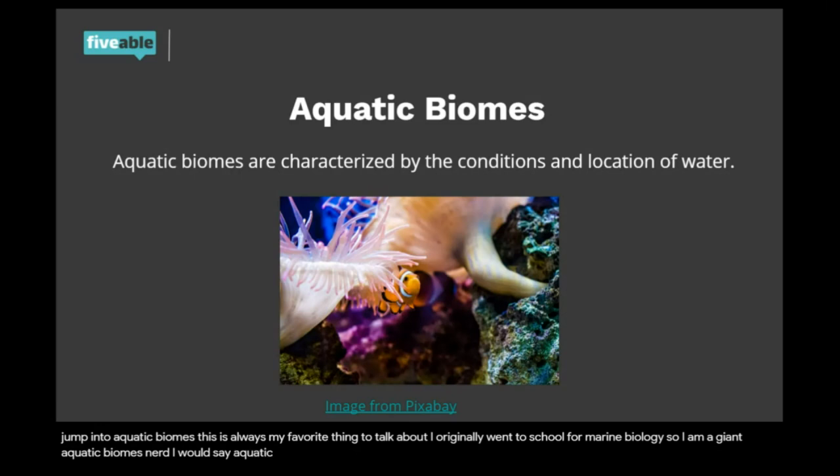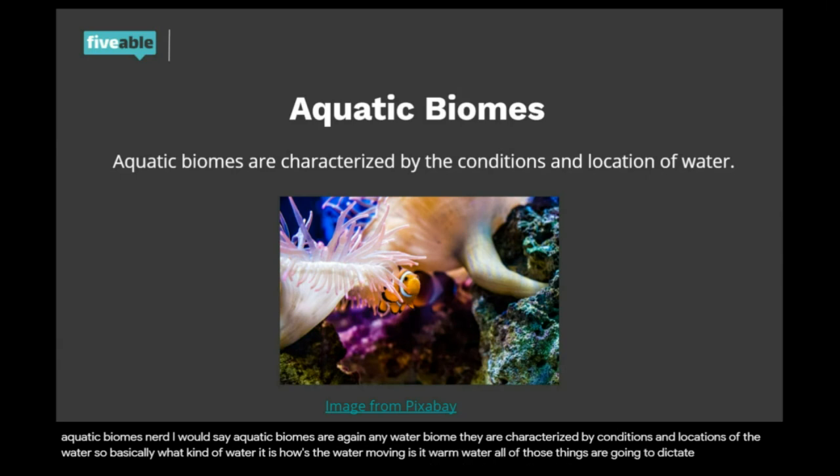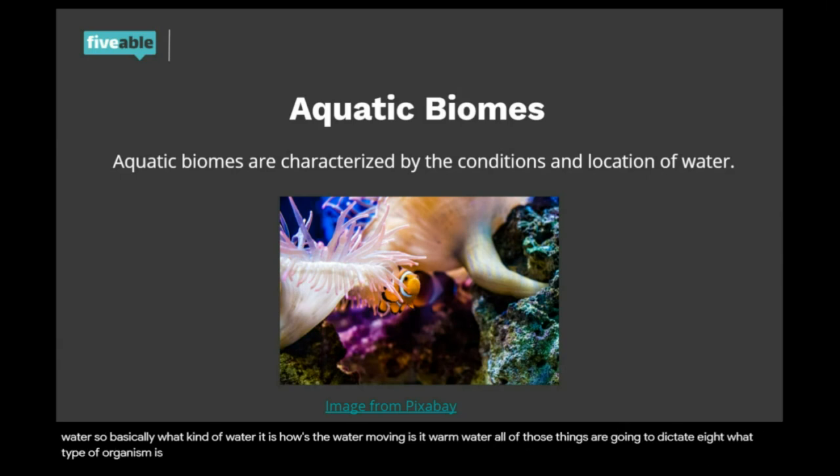Aquatic biomes are, again, any water biome. They are characterized by conditions and locations of the water. So basically what kind of water it is, how's the water moving, is it warm water? All of those things are going to dictate what type of organism is going to be able to live in that area.